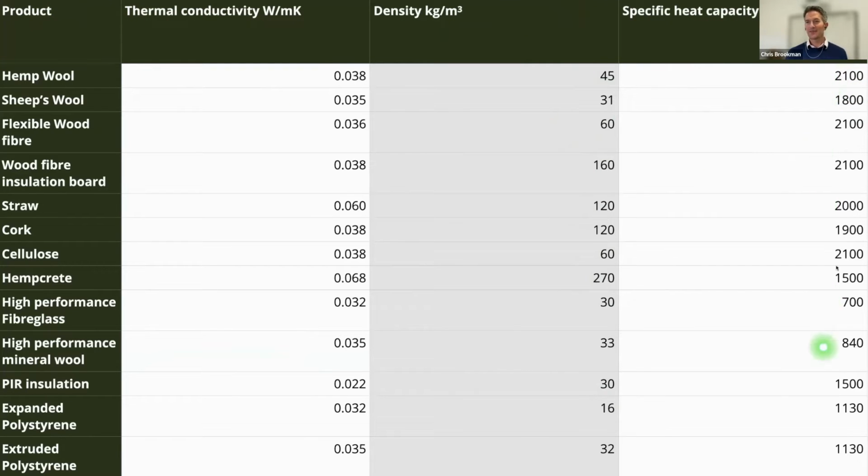Anyway, then you've got the specific heat capacity, which I'm pretty sure no one will ever look at when they're considering insulation. But generally, plant-based materials tend to have quite a high specific heat capacity, second only to water generally. The plastics are mid-range, and then the synthetic fibers much lower again.